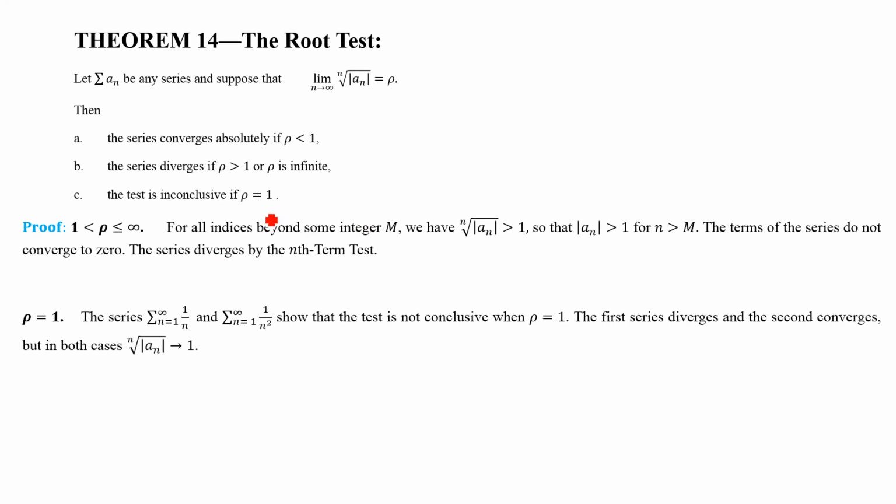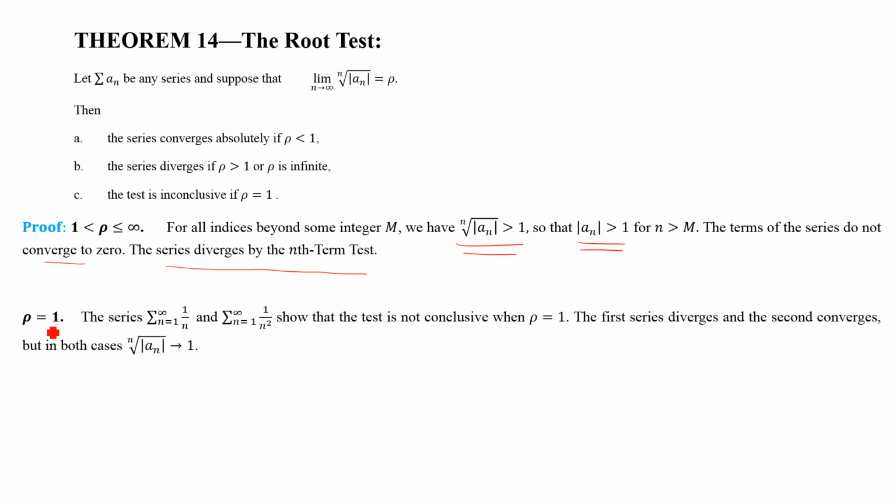Now again, if rho is greater than 1 or approaches infinity, we are going to have all the indices beyond some integer m. We have this result, that is, this is greater than 1, and this implies |a_n| is greater than 1 for n greater than m. So the terms of the series do not converge to 0. The series diverges by the nth term test.